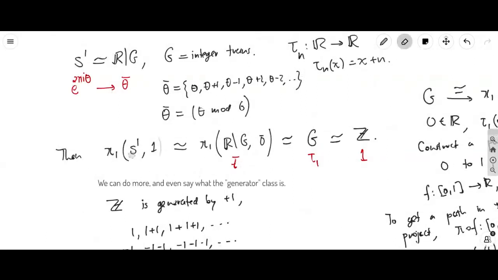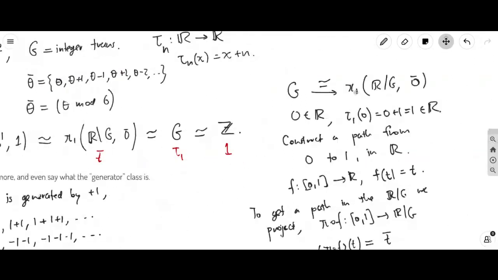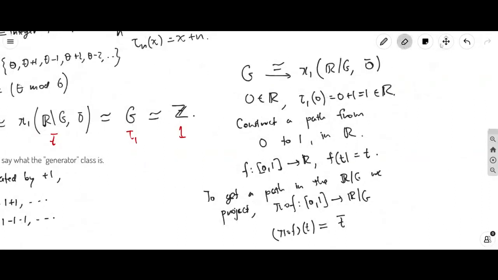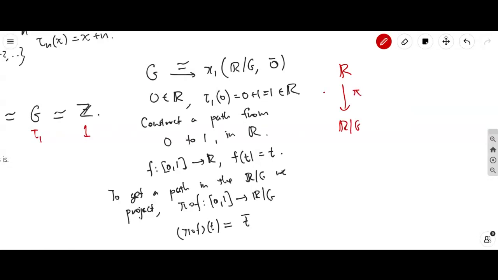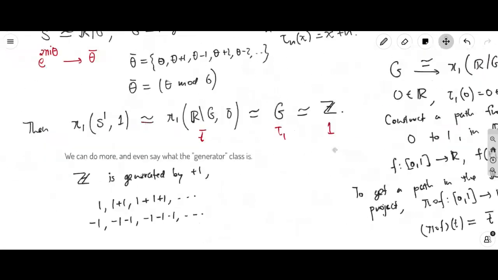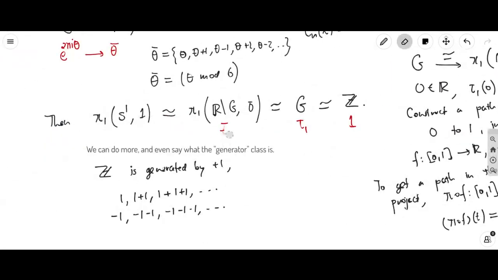And now, to find the generator class, I should say something very important. You should realize that we're using the covering. So we have a covering from the real line to the quotient. So we have this covering map. And we remarked that it is possible that you have a path in the covering space that is not a closed path, but when you project it, it becomes a closed path. So this is now a closed path in the quotient because it starts at 0, it finishes at 1 bar, but 1 bar is 0 bar. So it finishes at the same point.